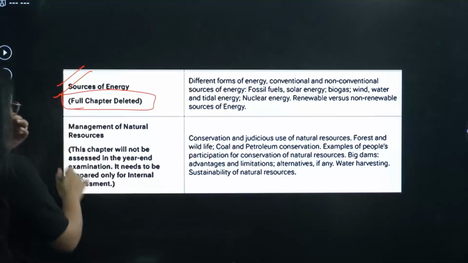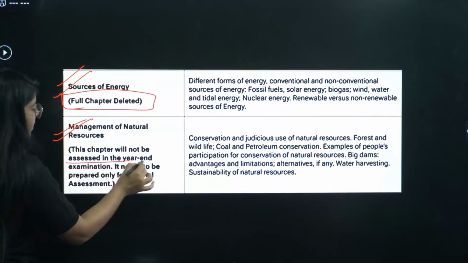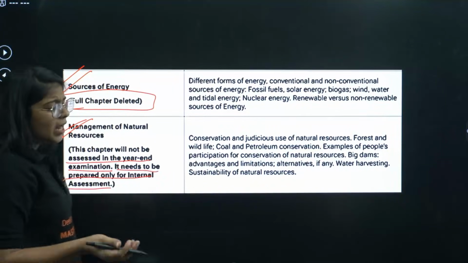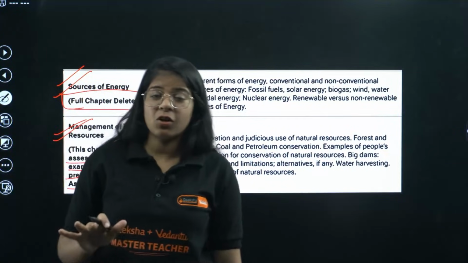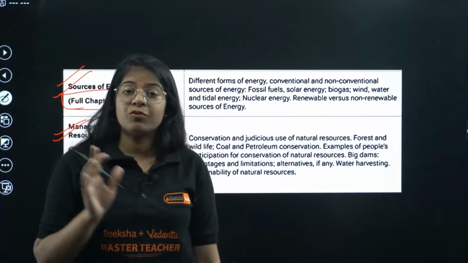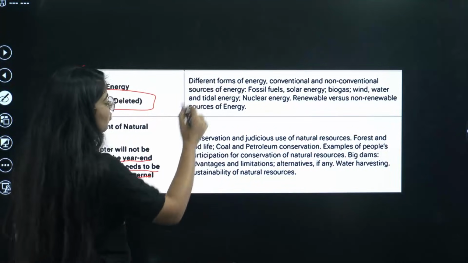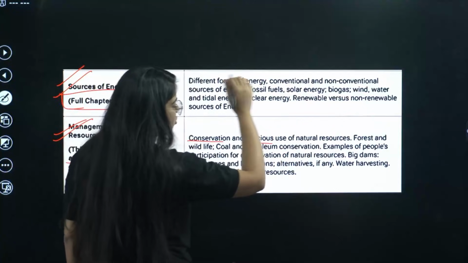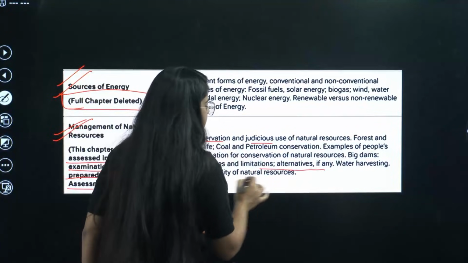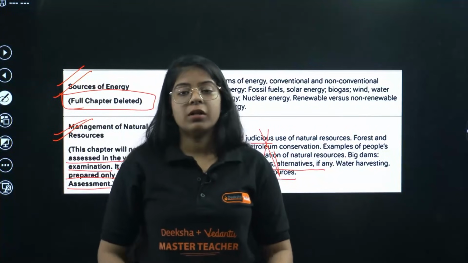Right. Next, we have management of natural resources. Now, this is a chapter they have said that it will not be assessed in the year-end examination. It needs to be prepared only for internal assessment. By now, you all must have done with your internal assessment. So, make sure you are not wasting your time on this chapter anymore for your boards, because this will not be asked. Right. Next, in this we have conservation and judicious use of natural resources, forest and wildlife, coal, petroleum conservation, example of people. All these topics are omitted. So you don't have to waste your time on this.